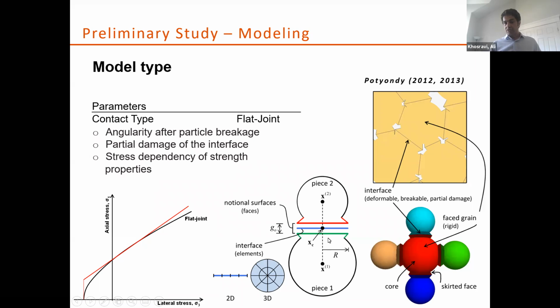These flat joint models provide some skirted face at the interface of the two particles. So even after breakage, we have some angularity for the particles. The interface has some elements, as you can see here, and with those elements, the interface is able to have this partial damage feature. And then the stress dependency was captured by using this type of model for the contact instead of having the constant strength assumption we had for parallel bond.